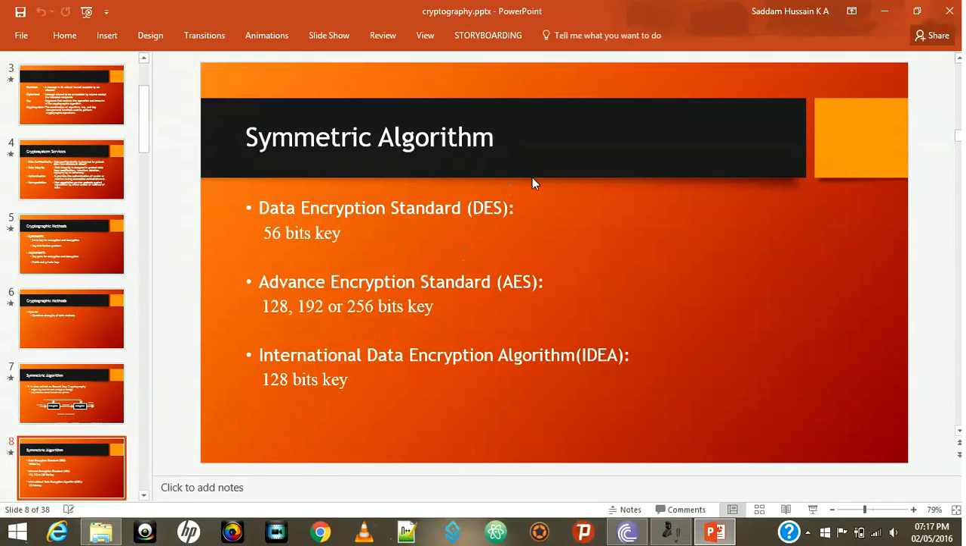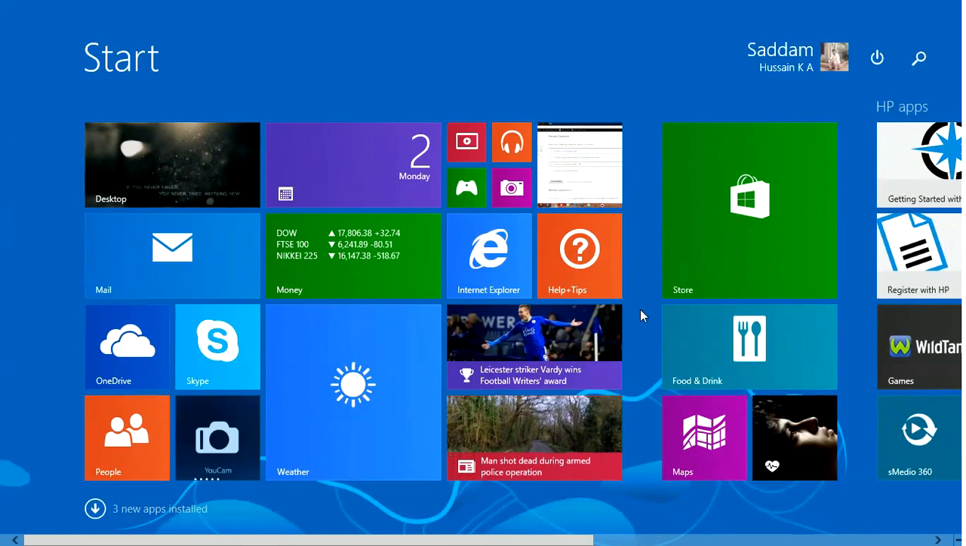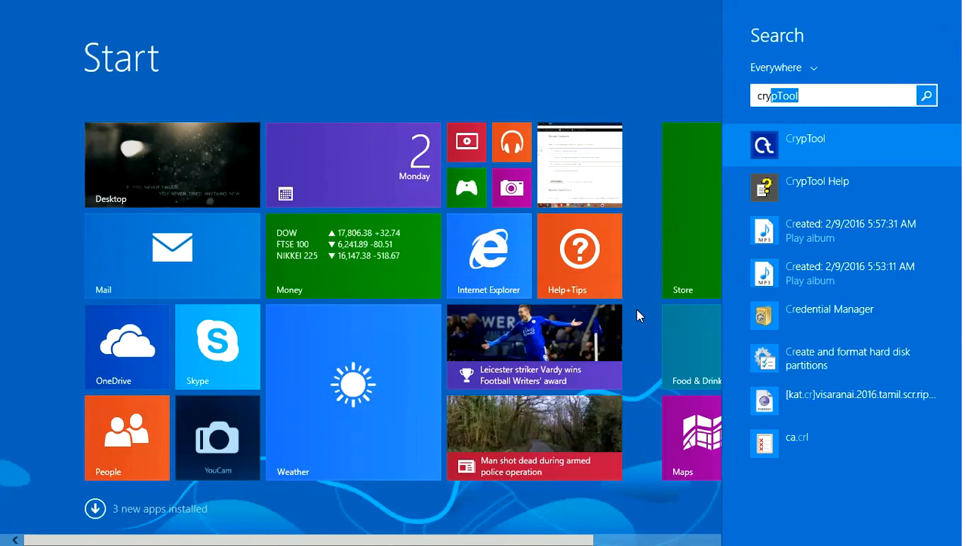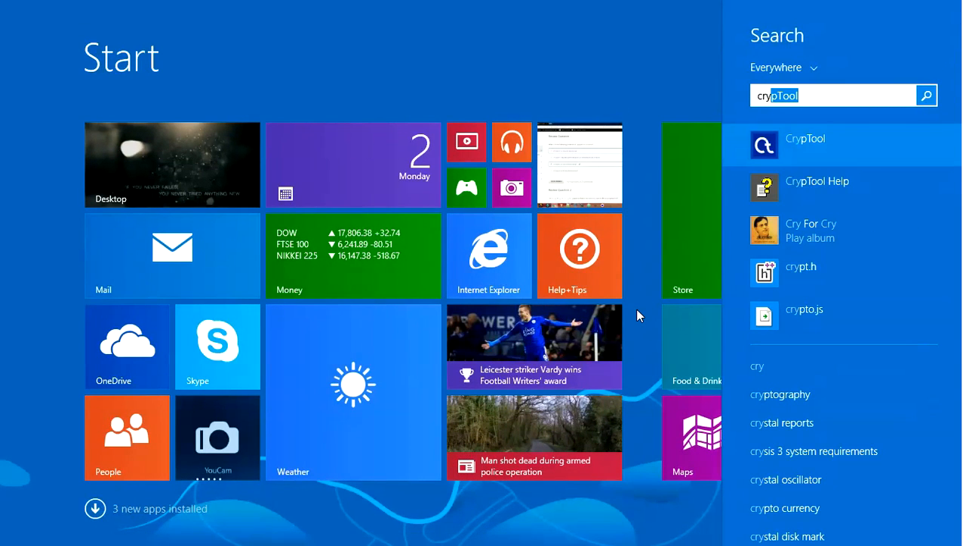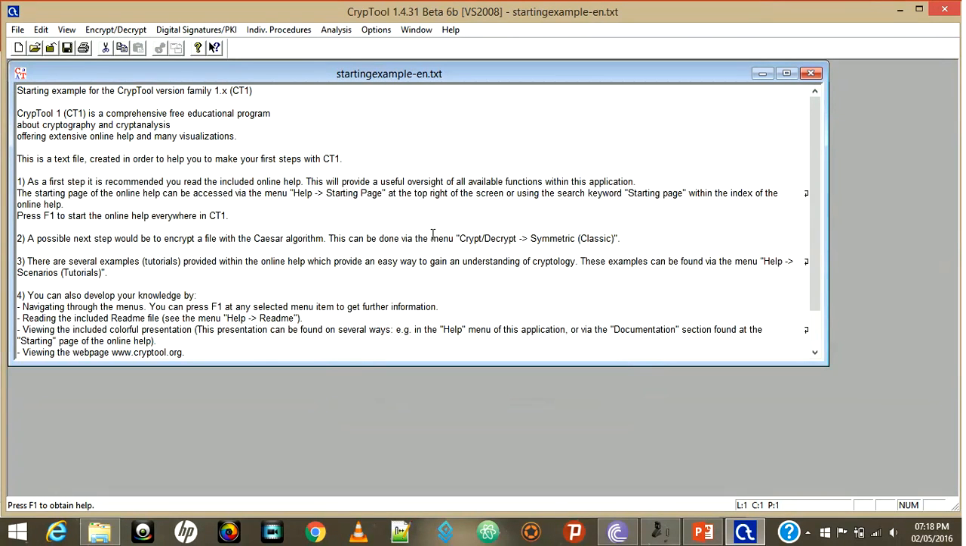Basically, you first need to install CrypTool. You can get it from www.cryptool.org, where you can download it. After downloading, you can install it and you will get this page. This is the CrypTool main screen.